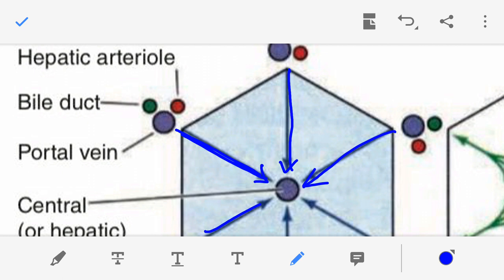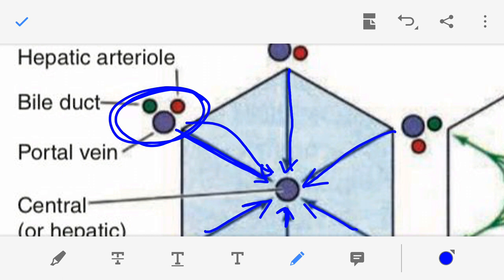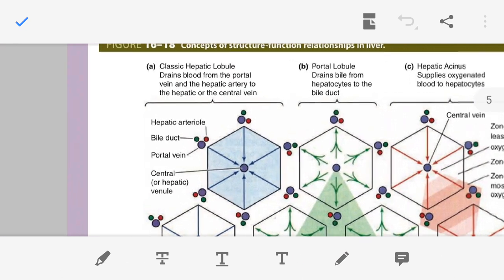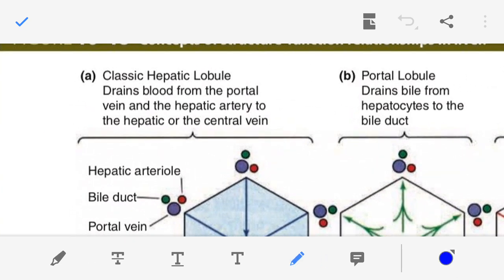So in the first classical model of the hepatic lobule, what is happening? The blood is flowing from the portal triad to the central vein, and in between, this blood is supplying oxygen to the hepatocyte, and also supplying nutrients from the branches or the capillaries of the portal vein to the hepatocyte. So that is the meaning of this first model.